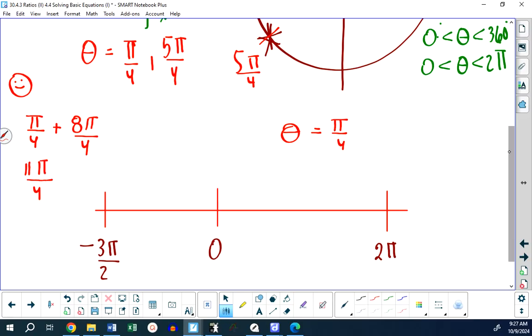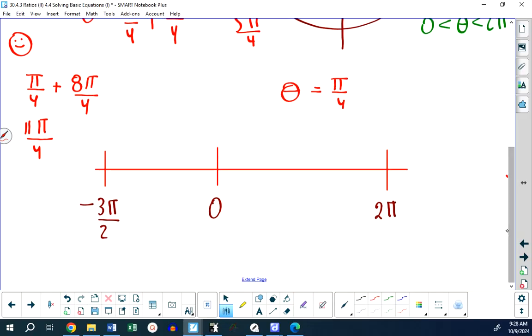Is 11 pi over 4 in this domain? Well, it only goes up to 2 pi. And we've taken pi over 4 and we've added 2 pi to it. This, by the way, is 8 pi over 4. 11 pi over 4 is past the barrier on the right. So this is not a waste of time. We've done this so we know it's not a correct answer.